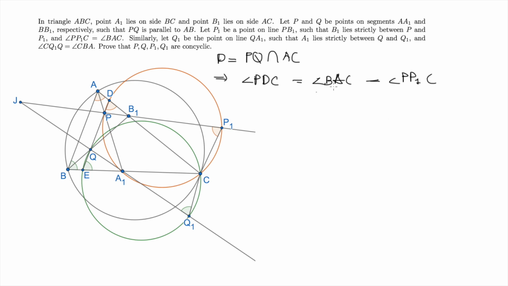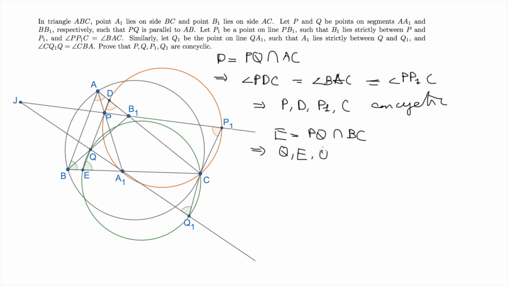So let me denote D as the intersection of PQ and AC. Then we have the angle PDC equals the angle BAC, which equals the angle PP1C. So this means P, D, P1, C are concyclic. In other words, P1 is the second intersection of the circumcircle PDC and PB1. And similarly, let me denote E as the intersection of PQ and BC. Then we have Q, E, Q1 and C are concyclic as well.